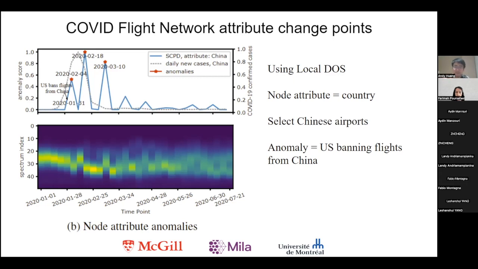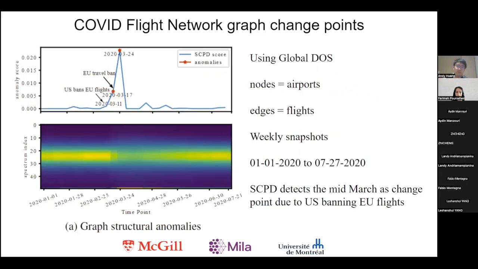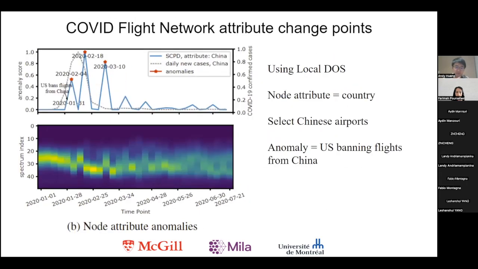And we see that the change points that we detect here are way earlier than the global change points. The change points for the Chinese airports are actually happening around the end of January and the beginning of February, which is when the US first bans flights from China. So this shows that by looking at particular node attributes, you are able to find particular local changes in the graph.